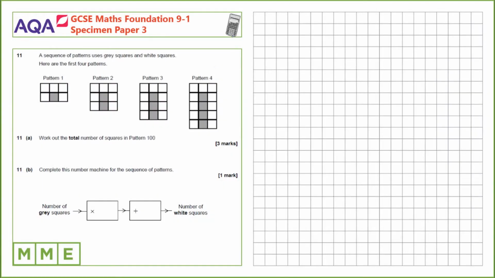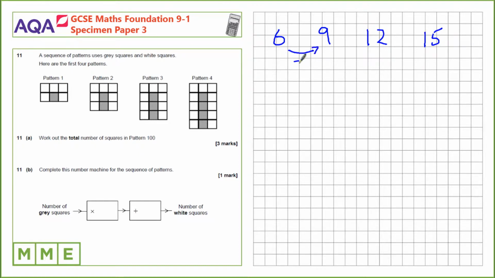Question 11. A sequence of patterns uses grey squares and white squares. Here are the first 4 patterns. Work out the total number of squares in pattern 100. So for this pattern we have 6 squares, then 9 squares, then 12 squares, and then 15 squares. Let's find out the nth term of this pattern.